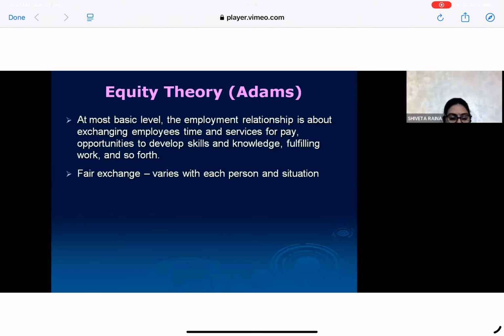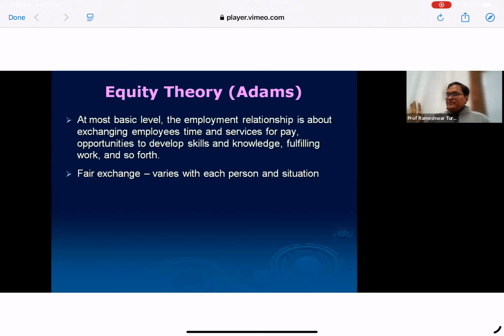Organizations also want it to be fair, and the employees also want it to be fair. Organizations don't want to pay people for doing nothing. Otherwise, there will be disgruntlement. In the same way, employees, if they are working, they want their due. But what is a fair exchange varies from person to person and situation to situation. That makes it complex.